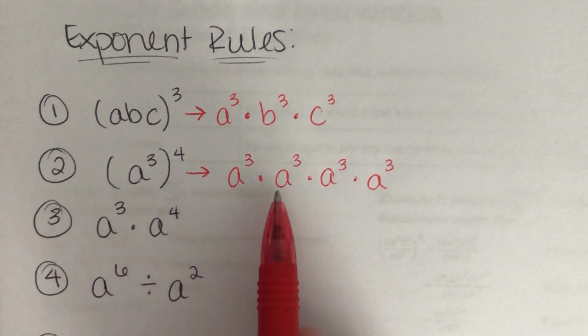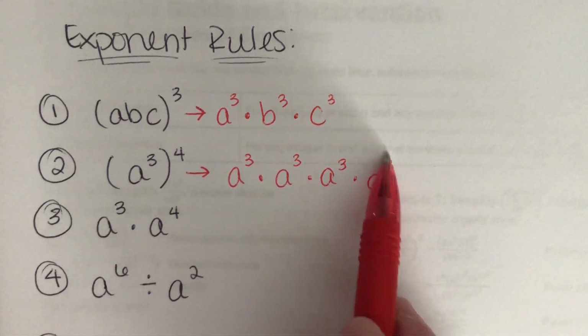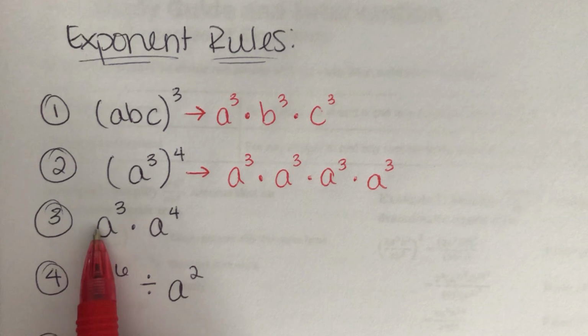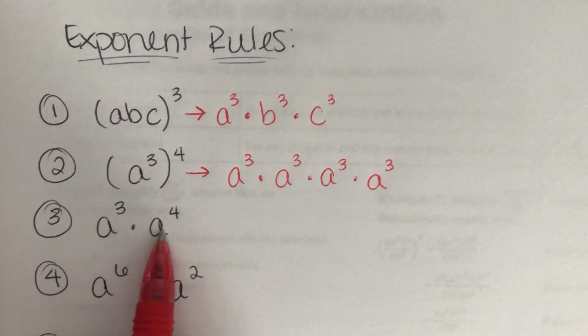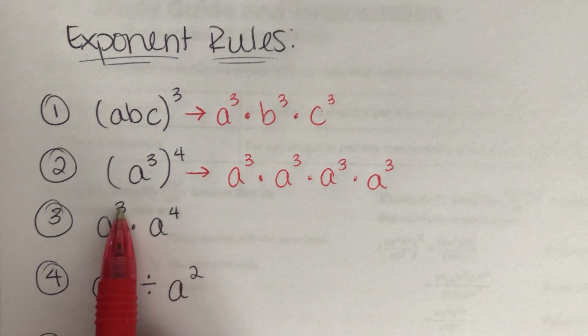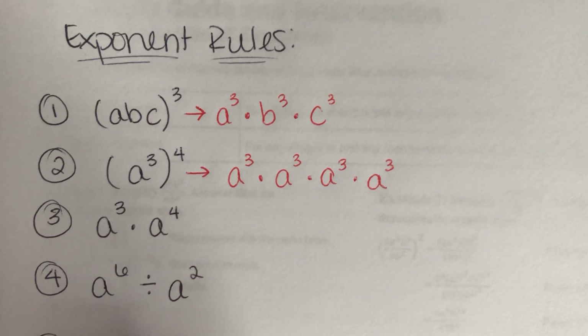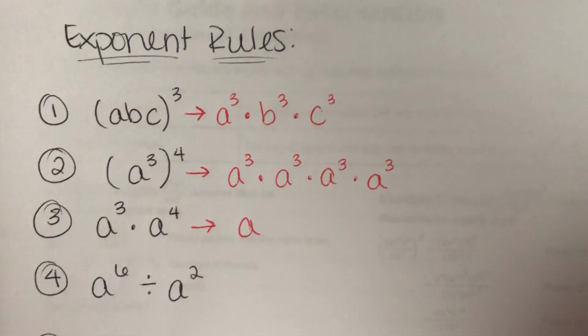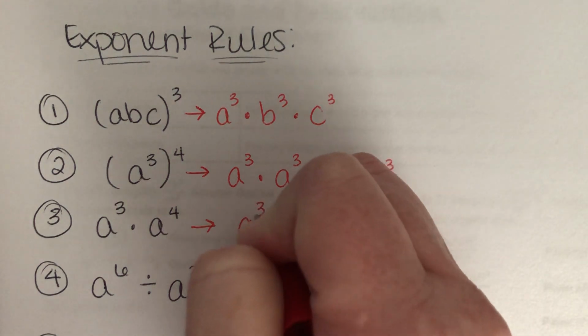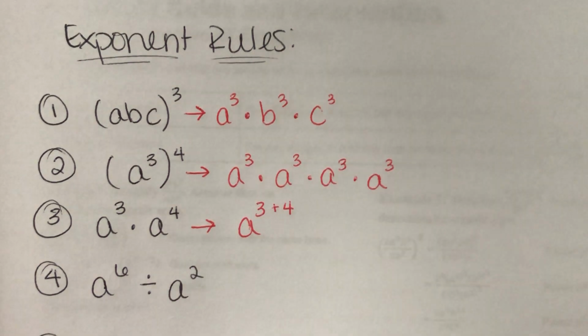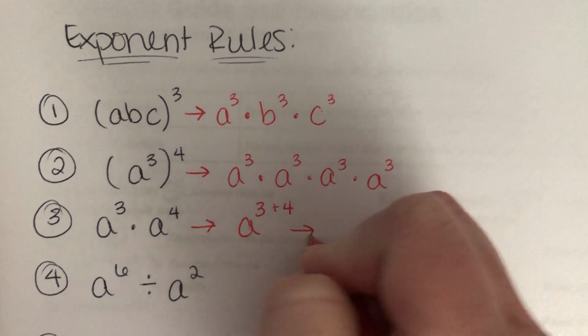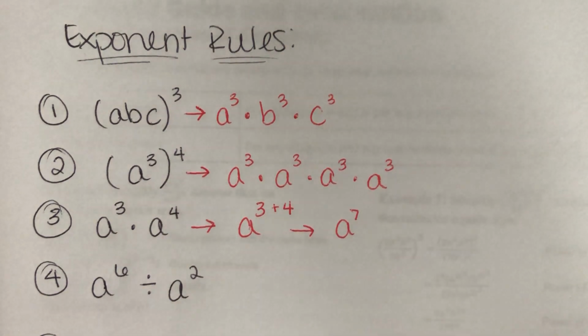And then, when we get here, how do we simplify that? Well, we learned this rule. Whenever you multiply bases that are the same, you add their exponents, right? So this is the same as saying a, that's our base, to the 3 plus 4 power, which is a to the 7th power.